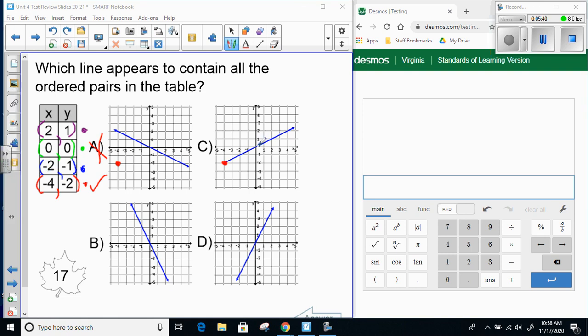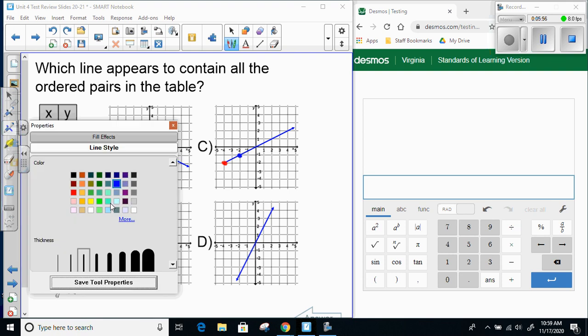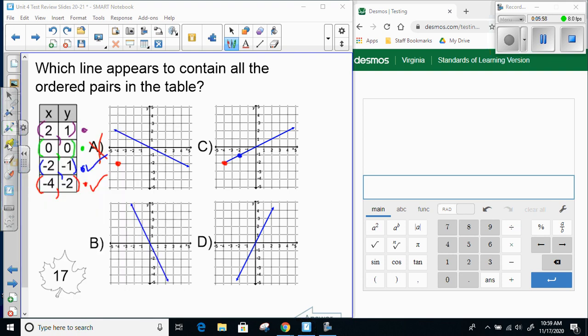So from my origin, when x is -2, I would go left 2. When y is -1, I would go down 1. And sure enough, the point -2, -1 is a point on the line for C. So now I can check for 0, 0. 0, 0, well, that's just my origin. So from my origin, I plot a point, and that is on the blue line.